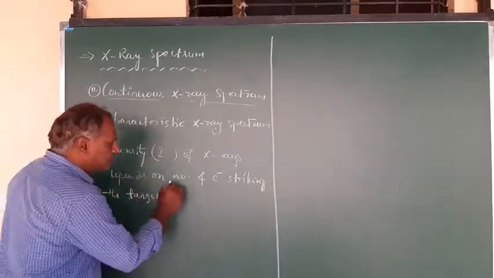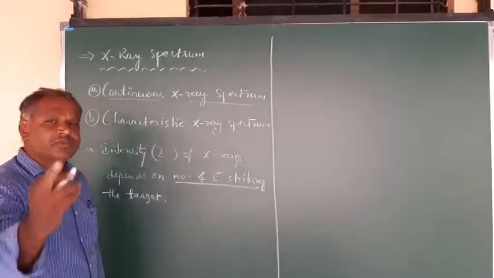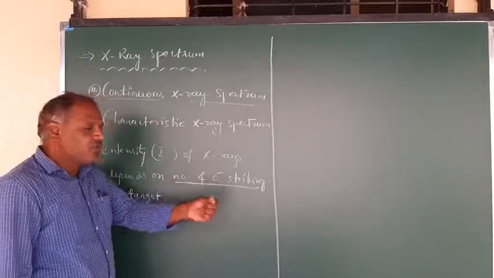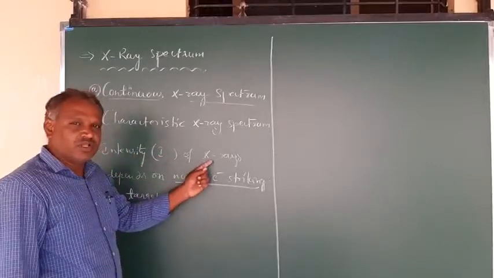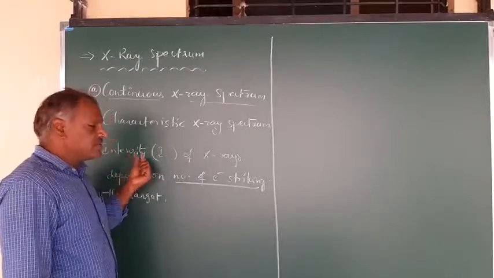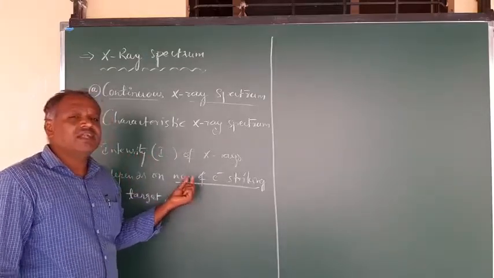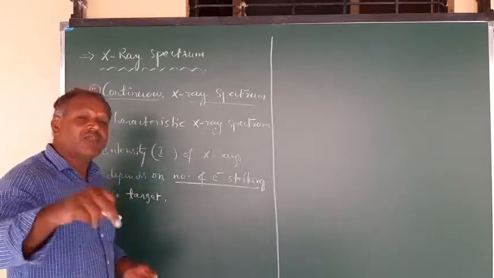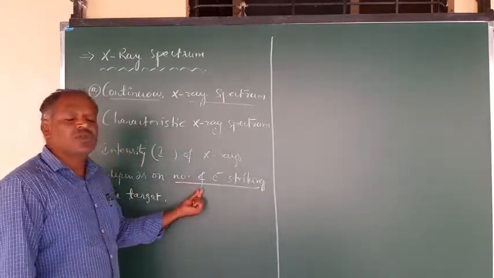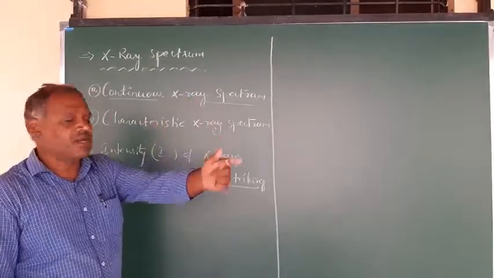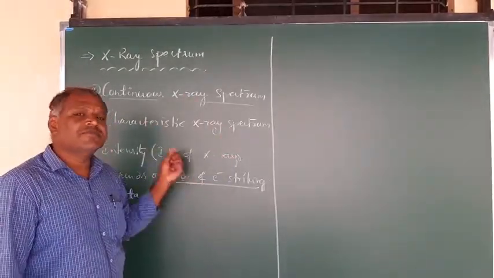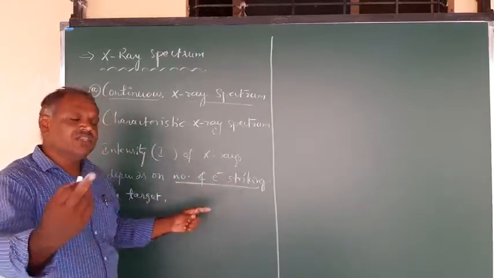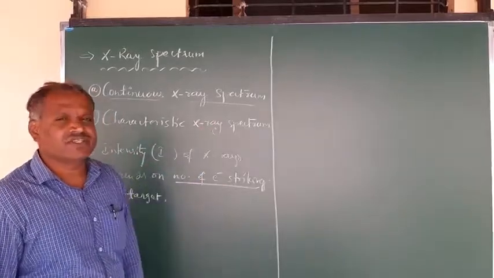But how do we get this number of electrons? From the filament. If the number of electrons is more, the intensity of X-rays is also more. That means if you want to increase the intensity of X-rays, what do you have to do? You have to increase the number of electrons emitted from the filament. The filament current produces more electrons. If you increase the filament current, more electrons are emitted from the filament, and those electrons strike the target. Therefore, the intensity of X-rays increases.